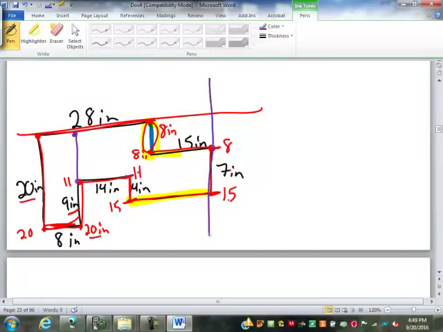If I set a reference line here, I'm at 15. This has to also be 15 because it's parallel to my reference line. Another 28 makes this 43. This is also 43. Where am I at here? 43 minus 8, 35. This is at 35. How about here? 35 minus 14, 21. So this has to be 21 inches here.